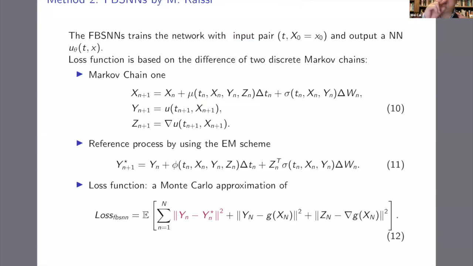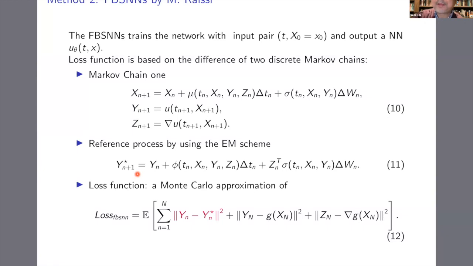And then there is the work by Lagaris in 2018, and he came up with this very nice idea. Basically, the loss function actually is the mismatch between two Markov chains. So you have this Markov chain Yn here, and then just another random variable defined by Yn plus 1, and then you compare if it converges.